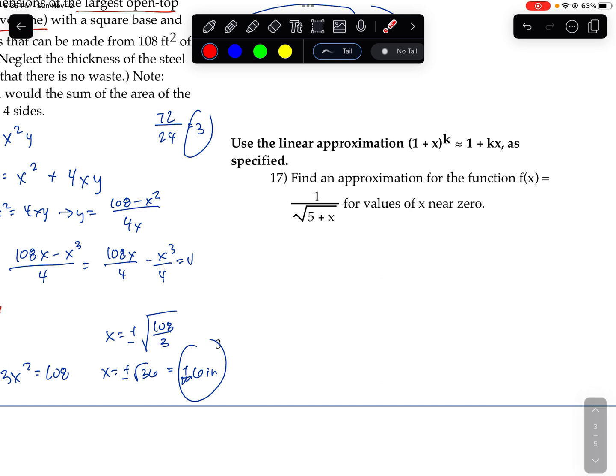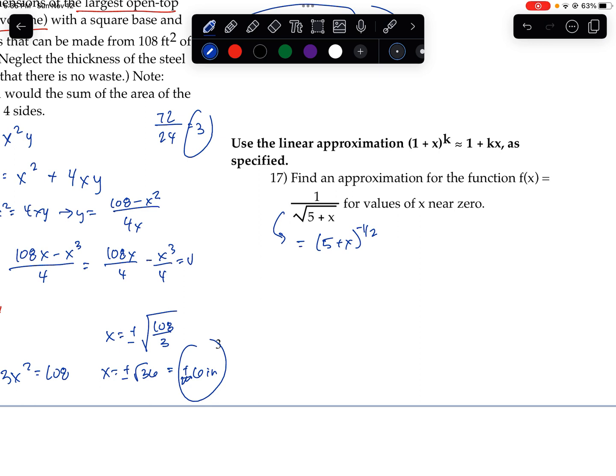Use linear approximation right here as specified. So find the linear approximation for this one right here. So I'm just going to get this to match whatever form this is, which will make it pretty easy to put it into that linearization. So this right here is equivalent to 5 plus x to the negative 1/2.